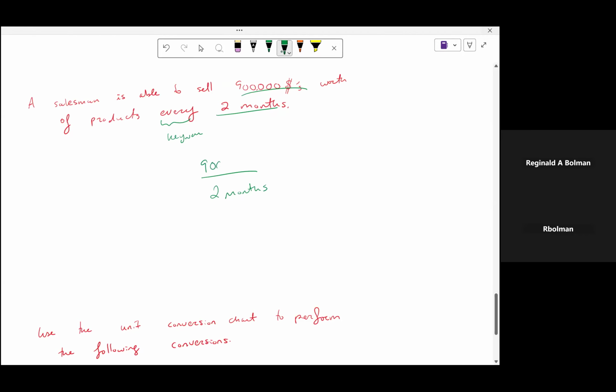$900,000 could be in our numerator. And of course, 900 divided by 2 should give me $450,000 to 1 month. And this is going to be your best answer.